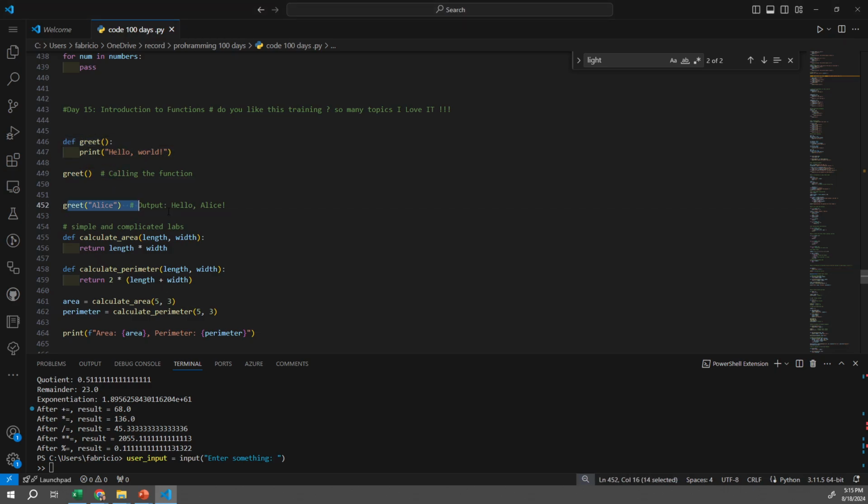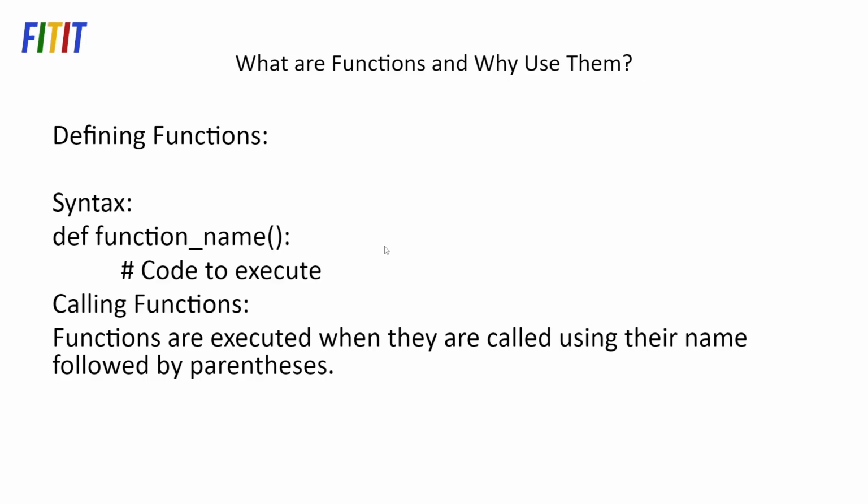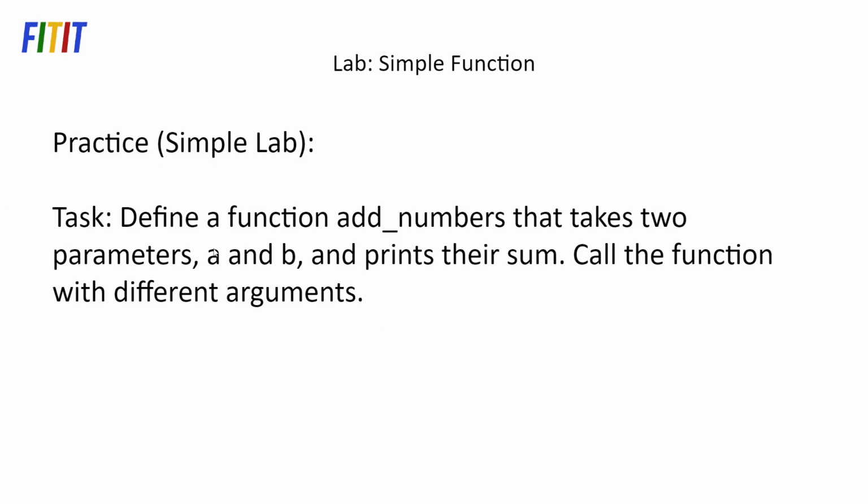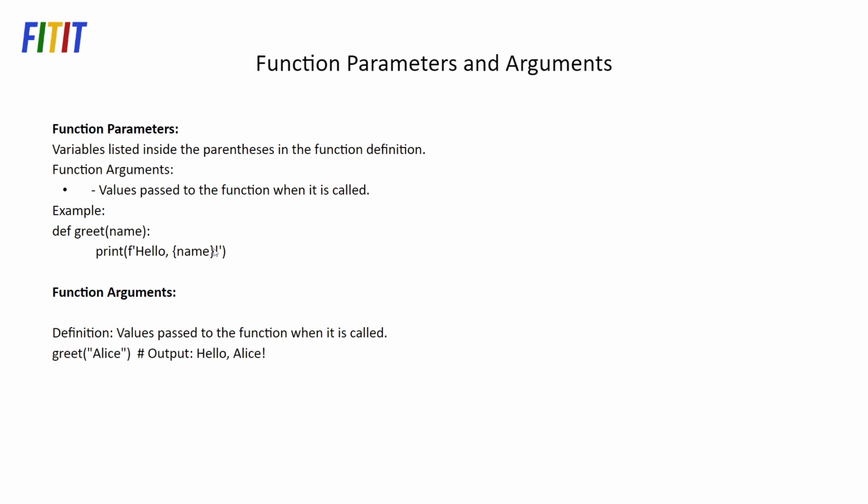Functions are executed when they are called using their name, followed by parentheses. Practice Simple Lab. Task: define a function called greetUser that prints a greeting message. Call the function to display the message.